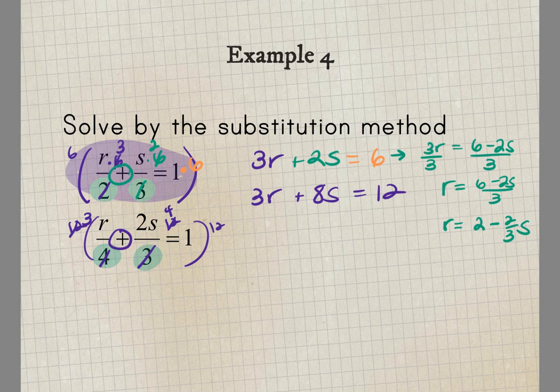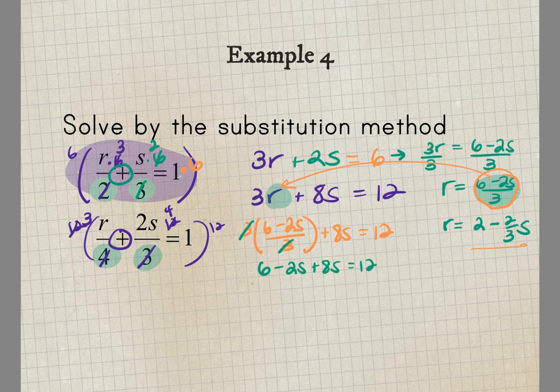Now I have to take that expression and plug it into the second equation in place of its r. So that's why this is not so bad, because if I'm going to multiply 3 times that, my 3's are going to cancel. But you could have also done it here. So I'm going to take this and I'm going to plug it in. And I get 3 times 6 minus 2s over 3 plus 8s equals 12. And these 3's cancel. And I get 6 minus 2s plus 8s equals 12.